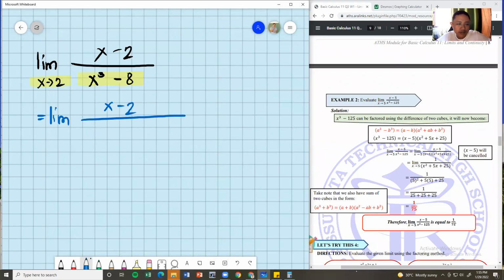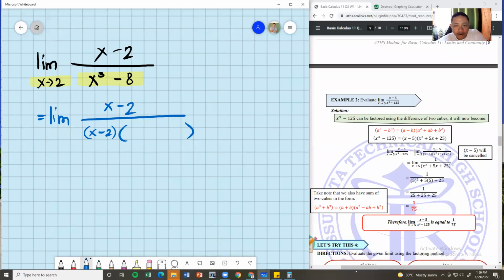So we will have here the limit of x minus 2. Of course, x minus 2 cannot be factored anymore. However, here we have x cubed minus 8, which is the difference of 2 cubes. For us to do this, all we have to do is to factor it. The factors are a binomial and a trinomial. First, extract the cube root of each term. The cube root of x cubed is x, and the cube root of negative 8 is negative 2. Can you follow?